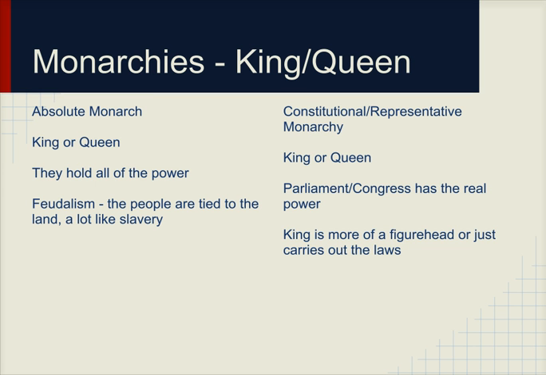The second type is called a constitutional or representative monarchy. Most of the kings and queens we have today fall into this group. There is a king or a queen, but there's also a parliament or a congress, and they really have the power. They make all the laws. Typically the king is just a figurehead, but occasionally they are put in place to also carry out the laws.